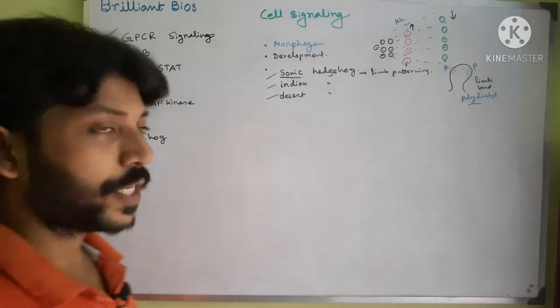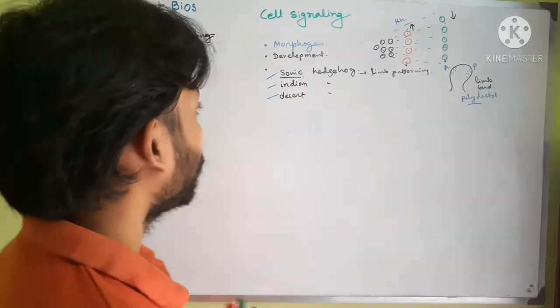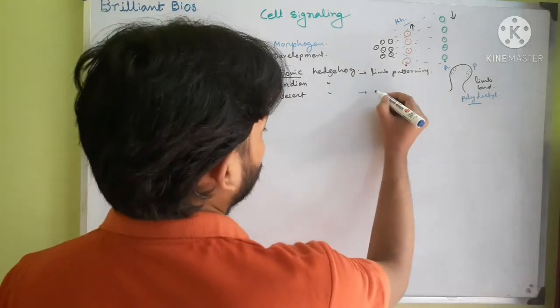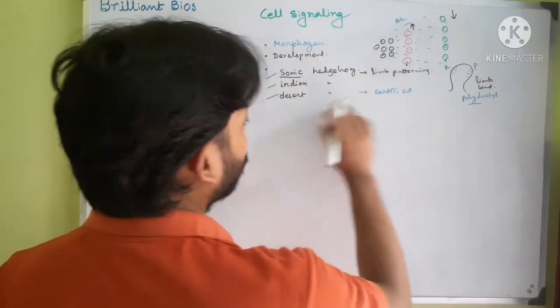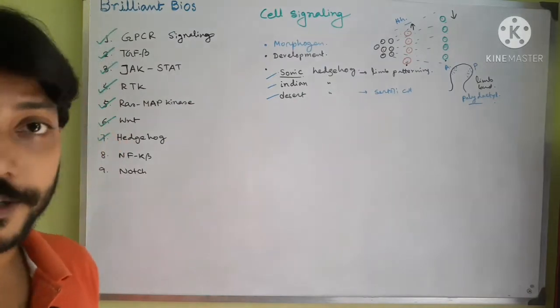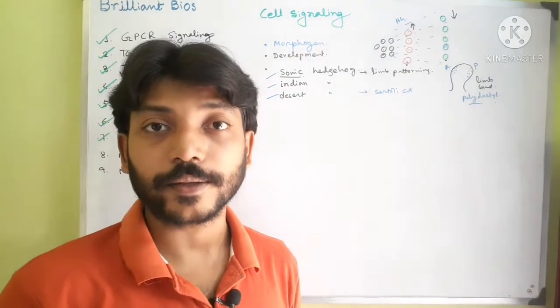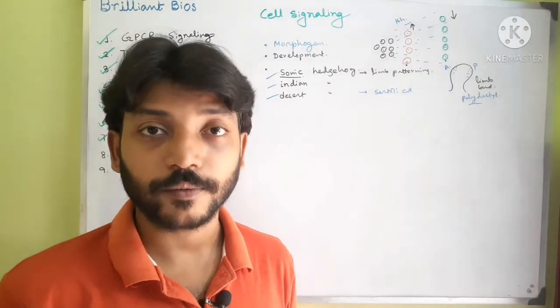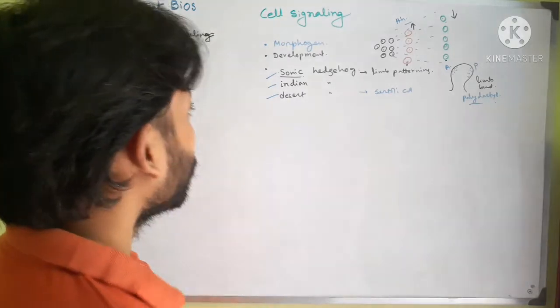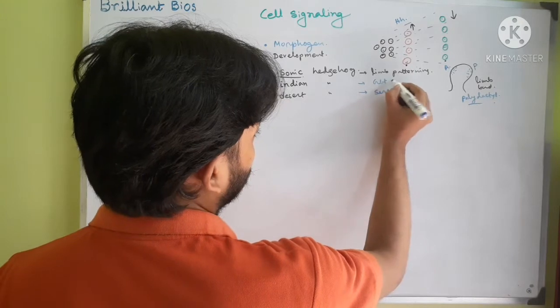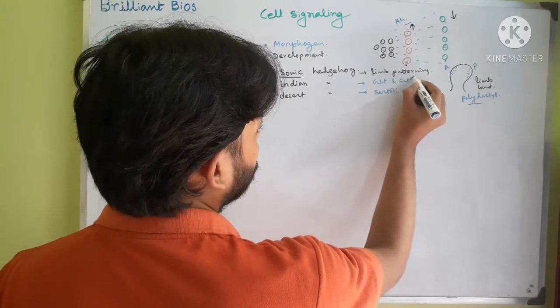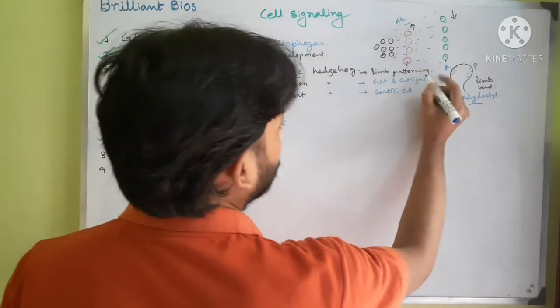So there are so many roles played by these proteins. The desert hedgehog is present in the Sertoli cells, and if there is any problem with this desert hedgehog protein, then there is hampering of the spermatogenesis process. Then the Indian hedgehog actually helps in gut and cartilage formation or bone formation. Okay, cartilage.